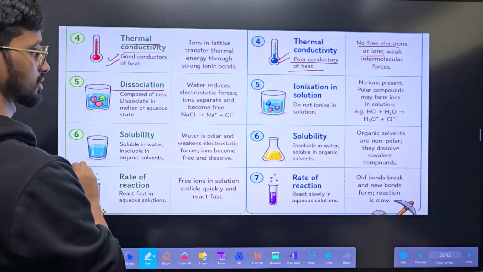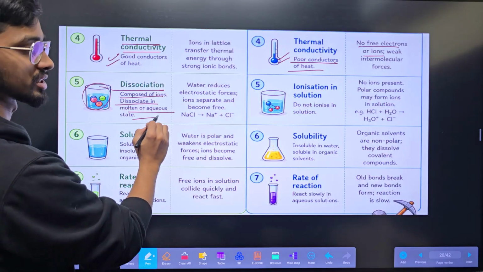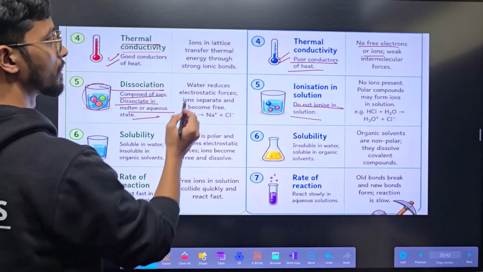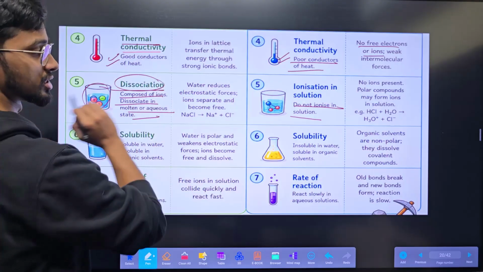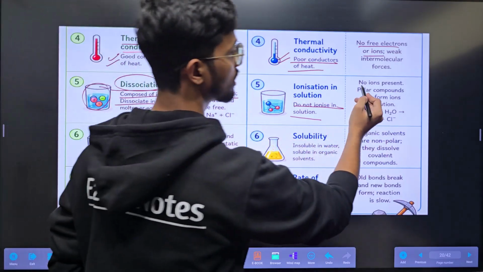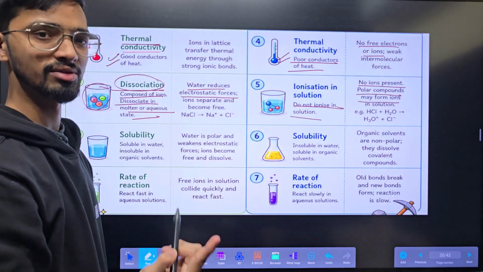Here, dissociation. Compounds composed of ions dissociate in molten or aqueous state, but covalent compounds do not ionize in solution. Why can they dissociate? Because the water reduces the electrostatic force and ions become separate. Here no ions are present, but polar compounds may form ions in solution, right? We have studied.